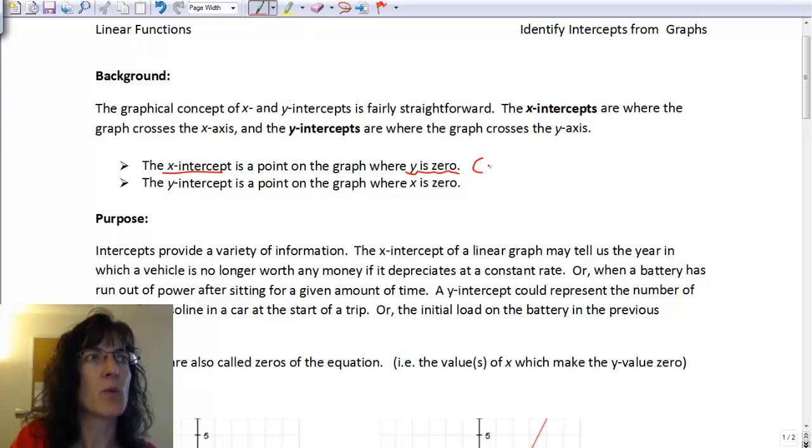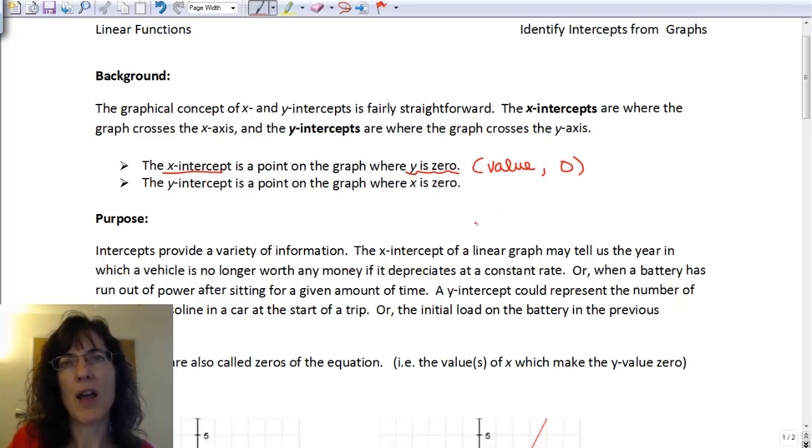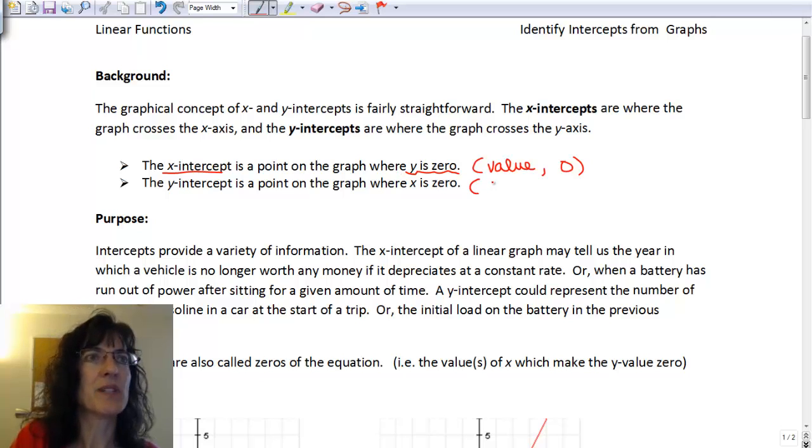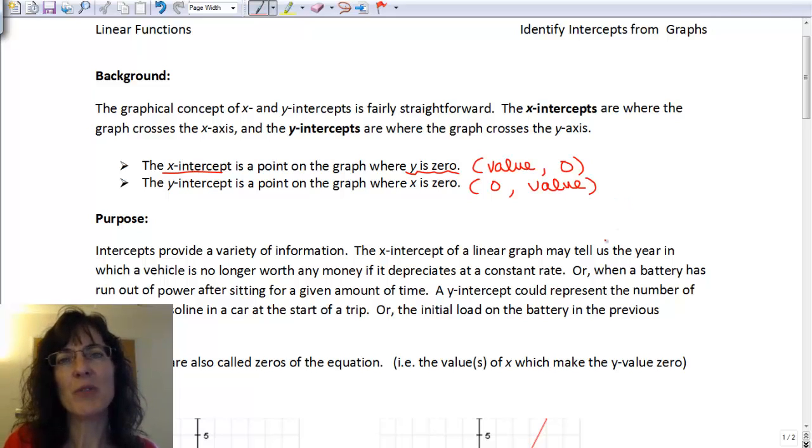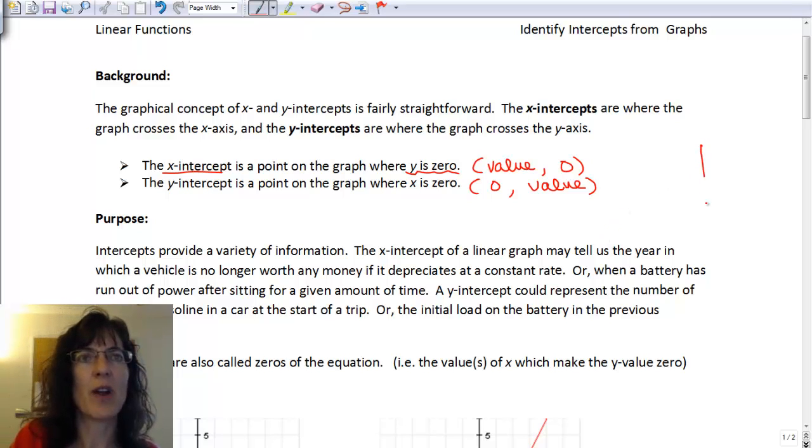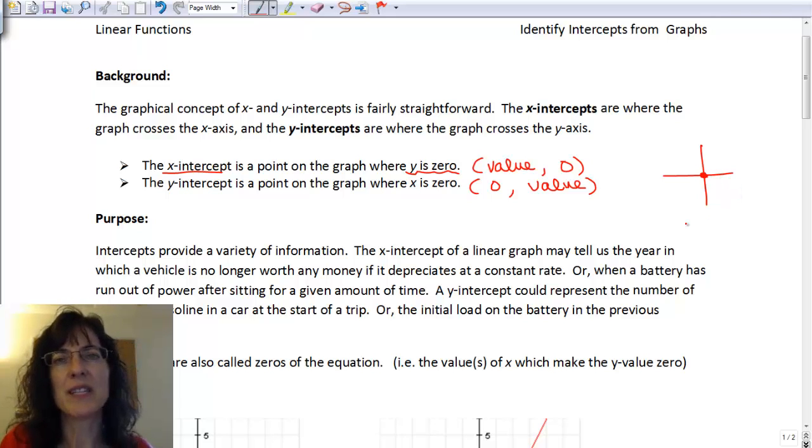So if I'm looking for the x-intercept, the y part is going to be 0. So it's going to be this form, some value for x and a 0 for the y. And if I'm looking at the y-intercept, it's going to look just the opposite, a 0 for the x and some value for the y. Now note, if you do have a point right at the origin, at the center of your graph, that point is 0, 0. It's an x and a y-intercept at the same time. So sometimes you have that.